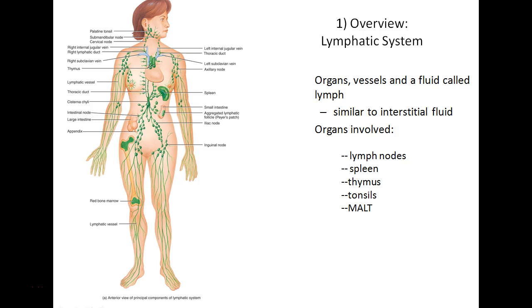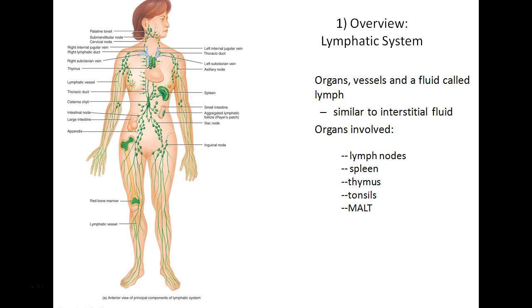It is noteworthy that this lymphatic system works hand in hand with the immune system. Later on, we talk about the immune system in this course. We see how much of this immune activity is going to occur inside these lymphatic structures that we discuss today. So when we say lymphatic system, that's going to be the organs, the vessels, and the fluid called lymph. So lymph is going to be similar to an interstitial fluid.